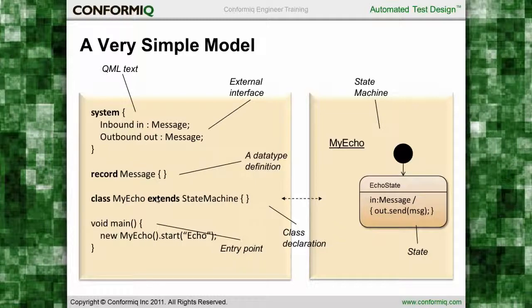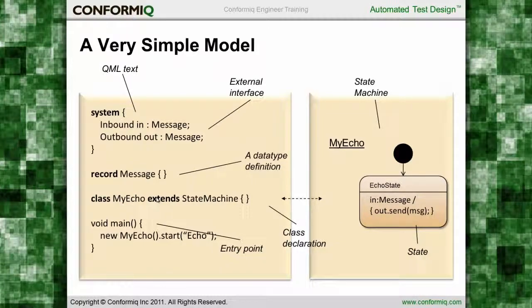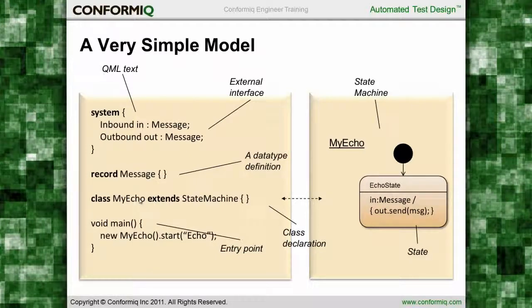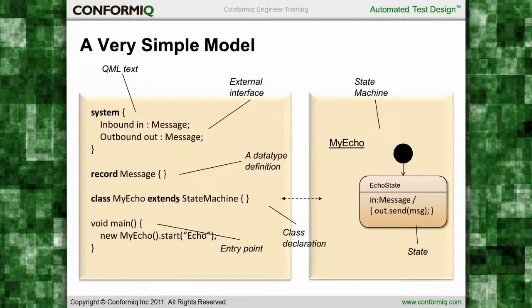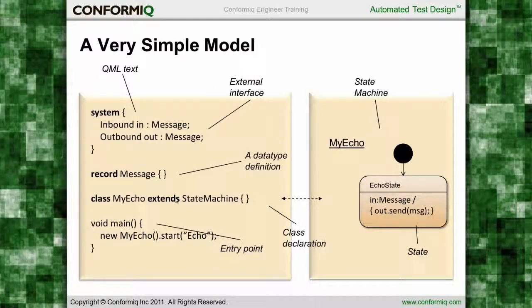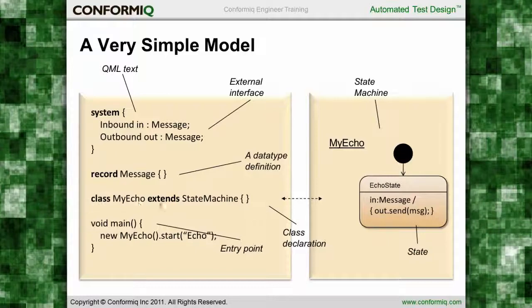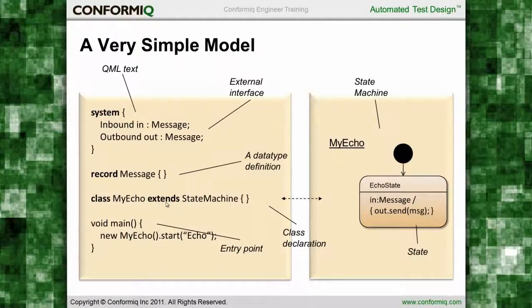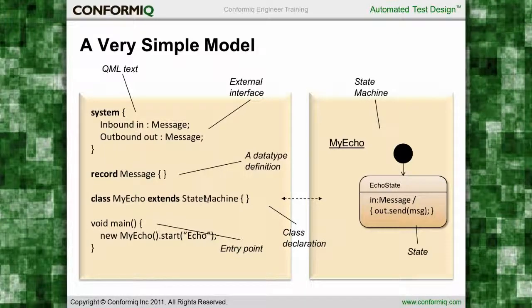Then what you typically always do in Conformiq Designer models or QML models is that you define a class as a state machine, which then represents the functionality of the system that you are modeling. So here we have a one-liner in the textual part of the model which says that we have a class called myEcho, which extends state machine.